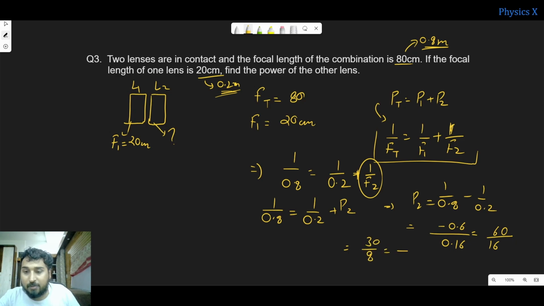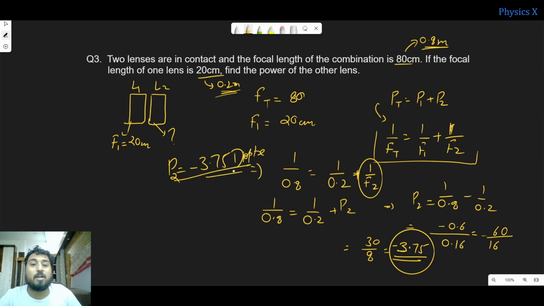Right. So this is what? 30 by 8 is what? It is around 3. Obviously this is negative 3, and 7 times, I think it will go, yes, 75. So minus 3.75. So what is the power of the other lens? Power of the other lens is minus 3.75 diopter.